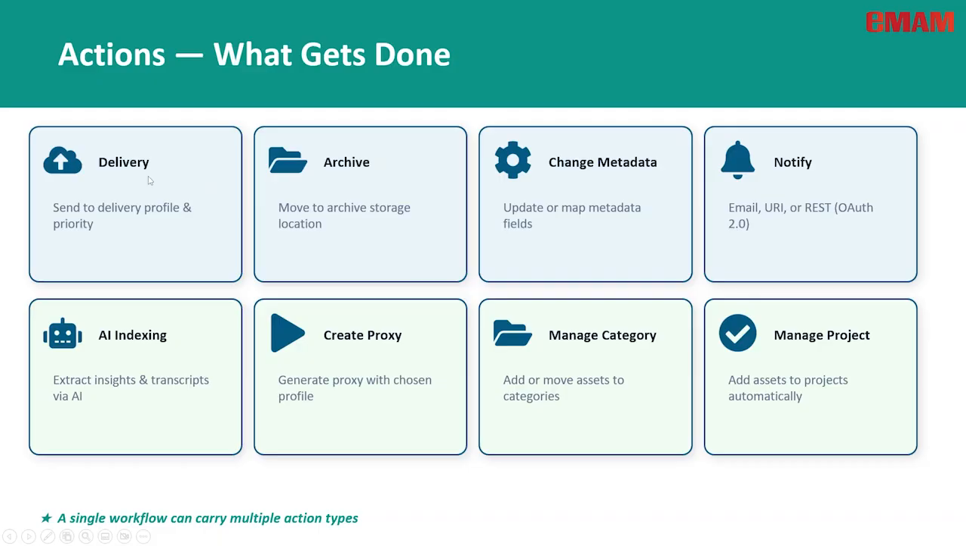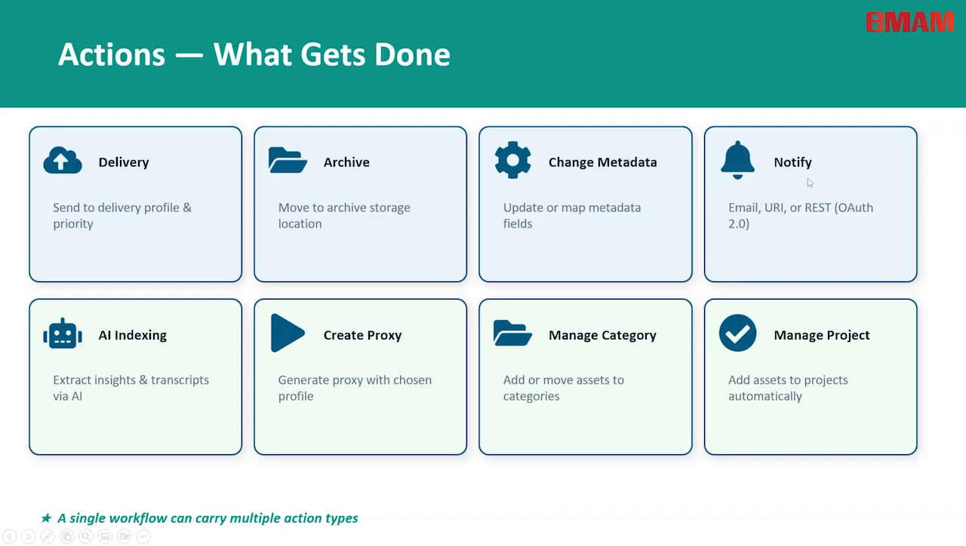And now the fun part, actions. This is what actually gets done when your event fires and your conditions are met. We have 8 action types. Delivery: send the asset to a delivery profile with a defined priority. Archive: move it to an archive storage location. Change metadata: update or map metadata fields automatically.